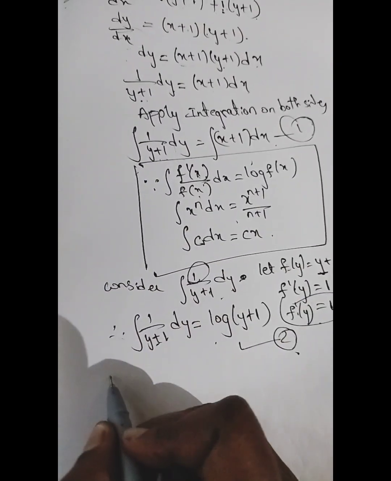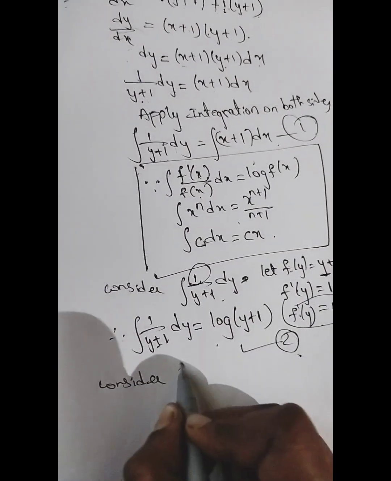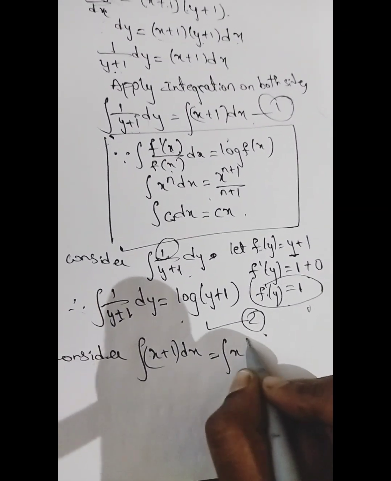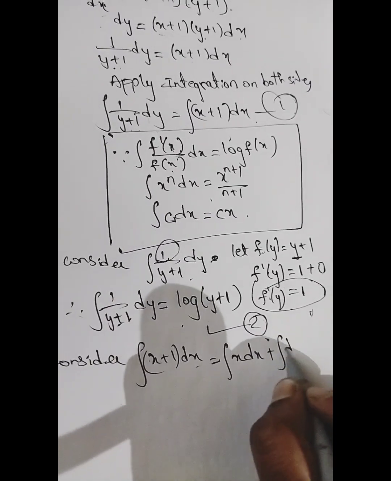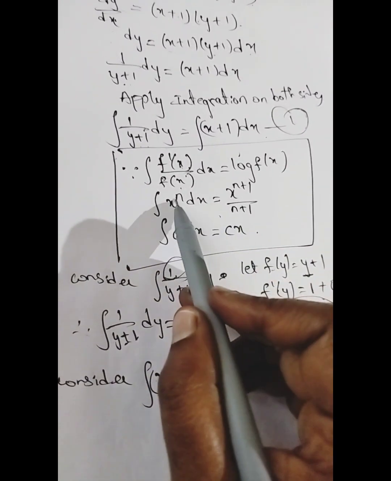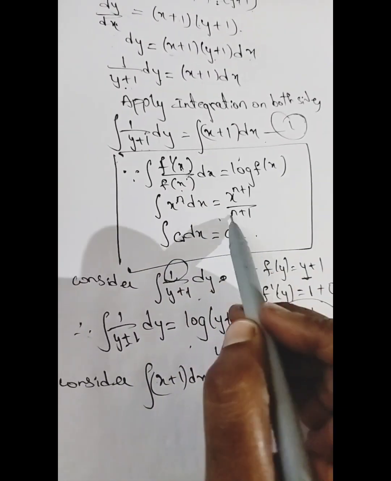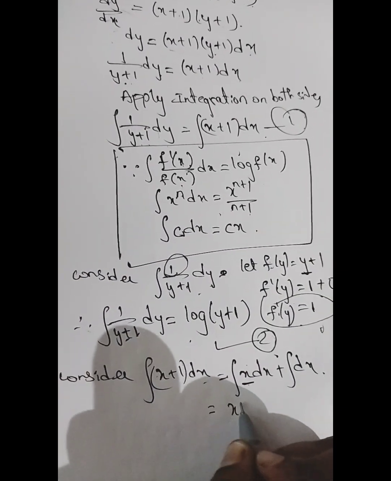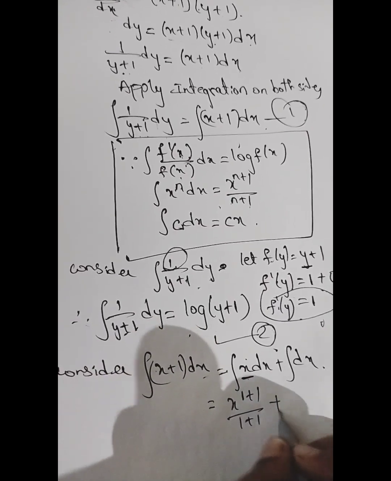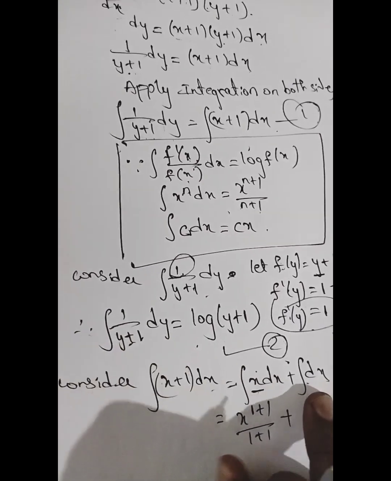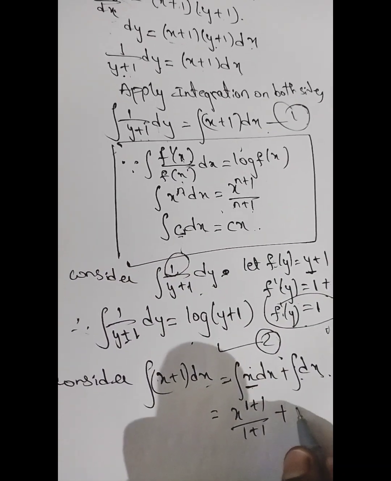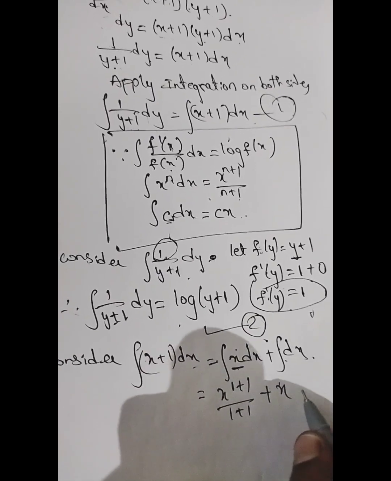Now consider the right hand side term. Consider integral x plus 1 into dx. So this you can split into two parts, integral x dx plus integral 1 into dx, that means dx. So integration of x power n dx equal to x power n plus 1 by n plus 1. That means you can write here x power 1 plus 1 by 1 plus 1, because here x power is 1, plus integration of dx. Here we have 1 as a constant. So integration of constant into dx is c into x. That means here c is 1, so I can write directly x.